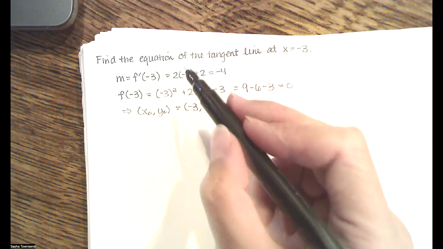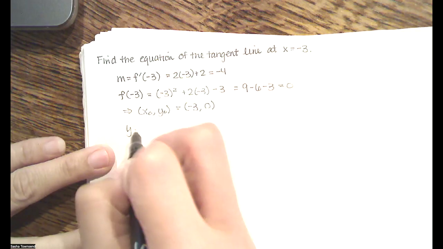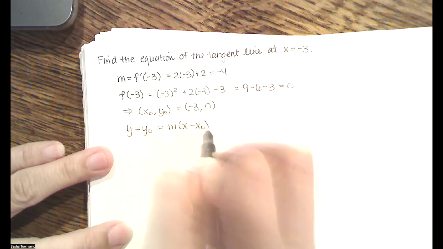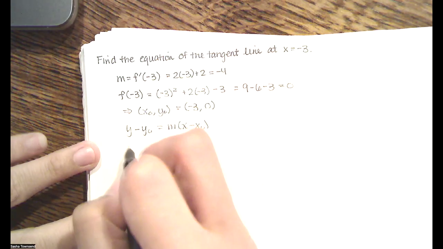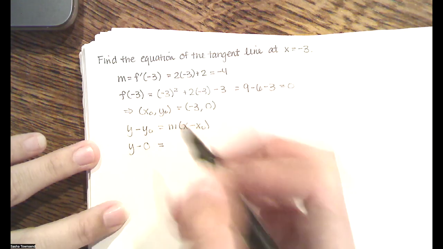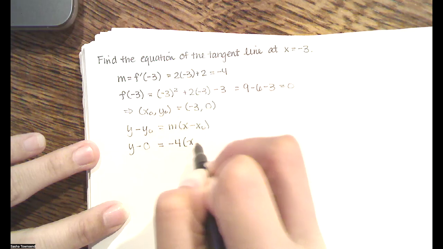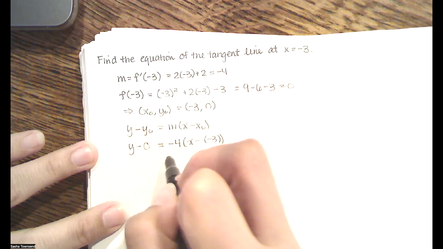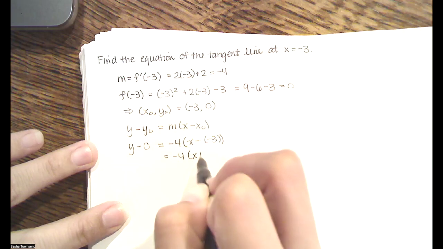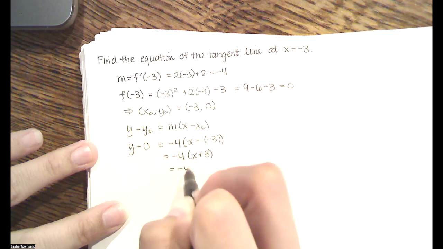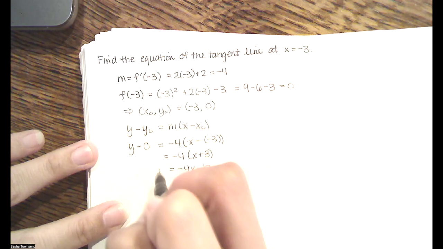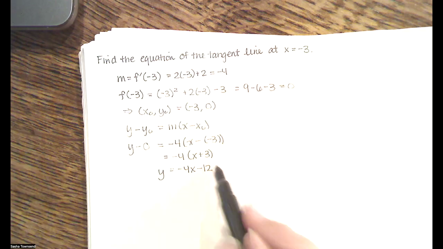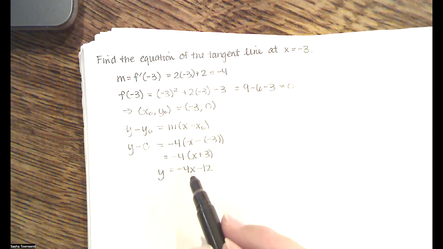And now that we've got that point and that slope, we can use the point slope form of the equation of a line to write and then simplify the equation of the line. Since y naught equals 0 and m equals -4 and x naught equals -3, that's our equation. Subtracting a negative is the same as adding. And we'll distribute the -4. And so we have y equals -4x minus 12. So the y-intercept is -12 and the slope is -4.